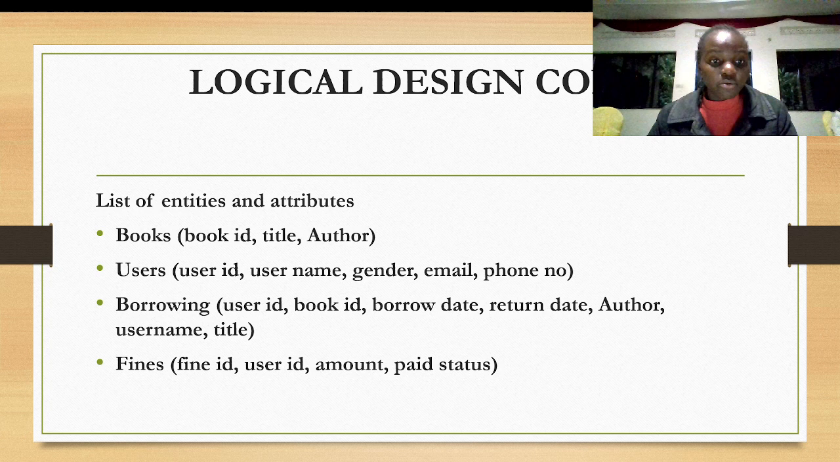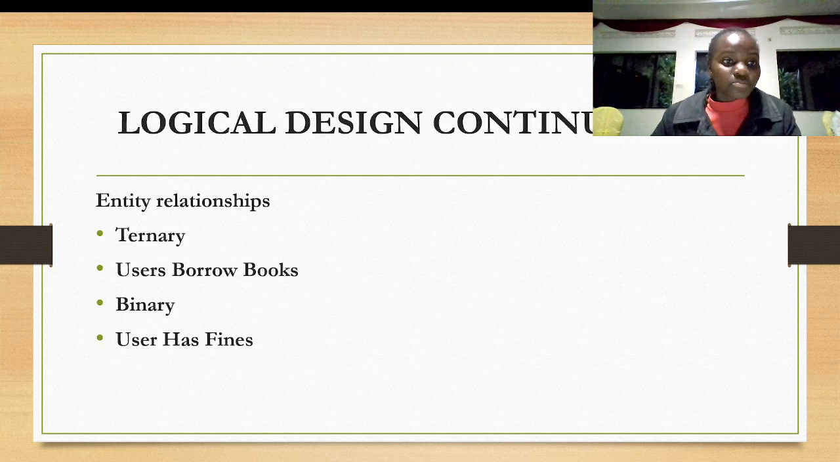We have the user ID, the borrow ID, the book ID, return date, author, and then the username and the title of the book. With fines, we have the fine ID, user ID, amount, and the paid status.